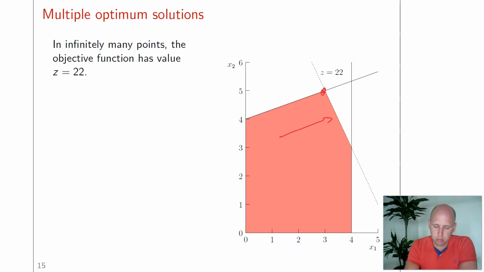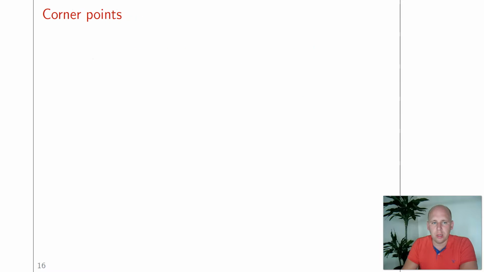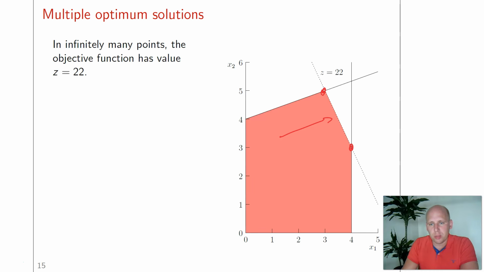So this is an optimal solution, this is an optimal solution, but also all points in between are also optimal solutions. So here we have infinitely many optimal solutions. And that's related to corner points. So what we see here is that we have two corner points that are optimal. All points in between are also optimal. We can also give that entire set mathematically.